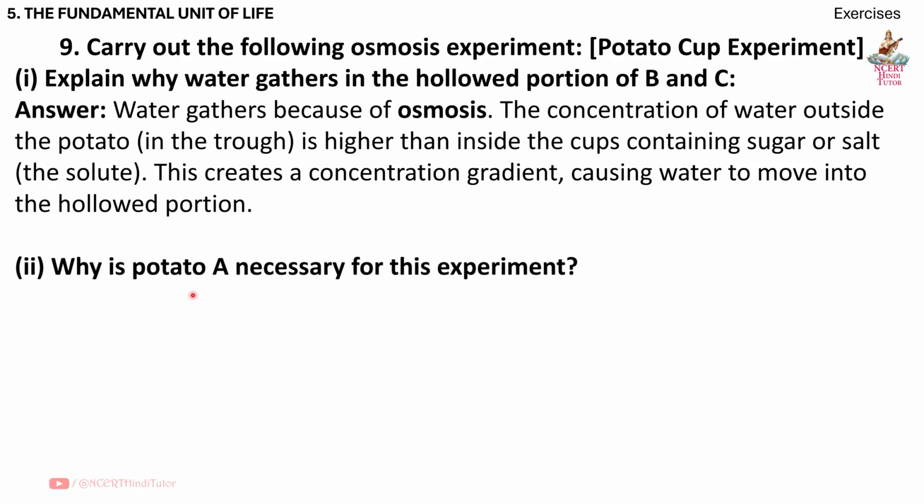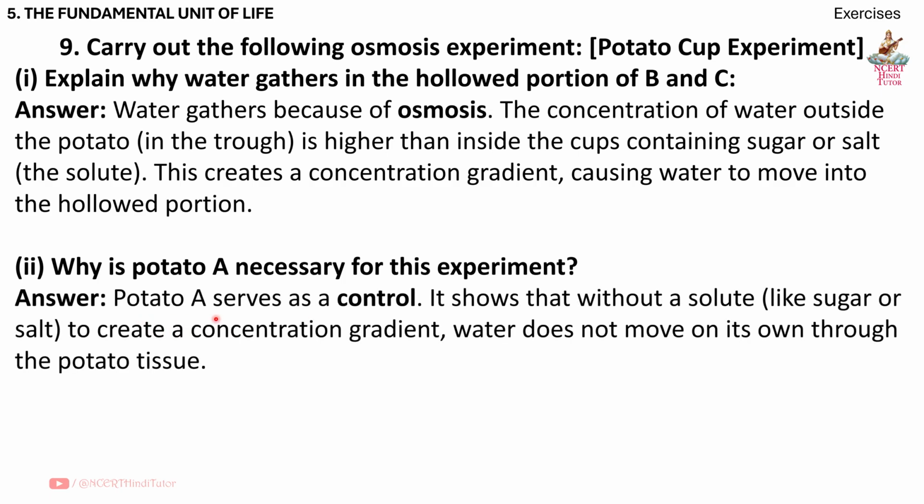Second, why is potato A necessary for this experiment? Answer. Potato A serves as a control. It shows that without a solute like sugar or salt to create a concentration gradient, water does not move on its own through the potato tissue.